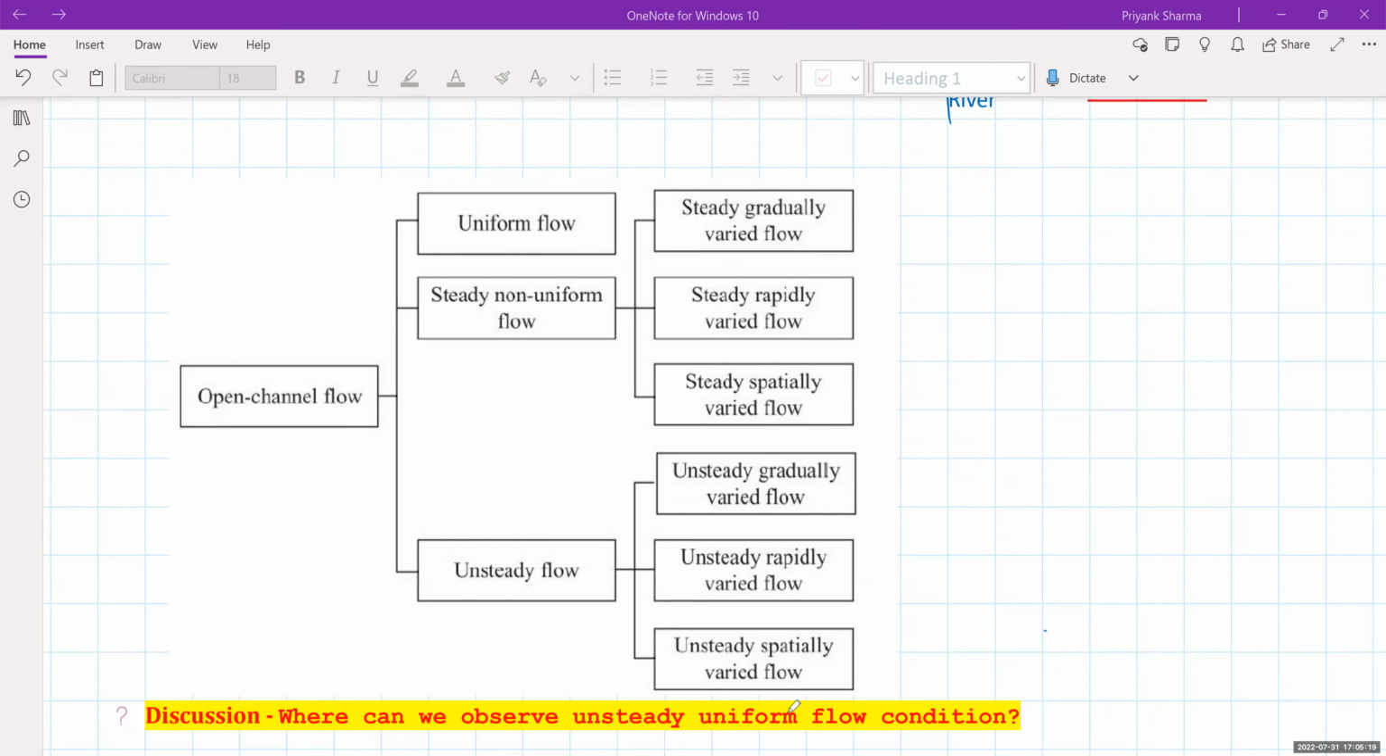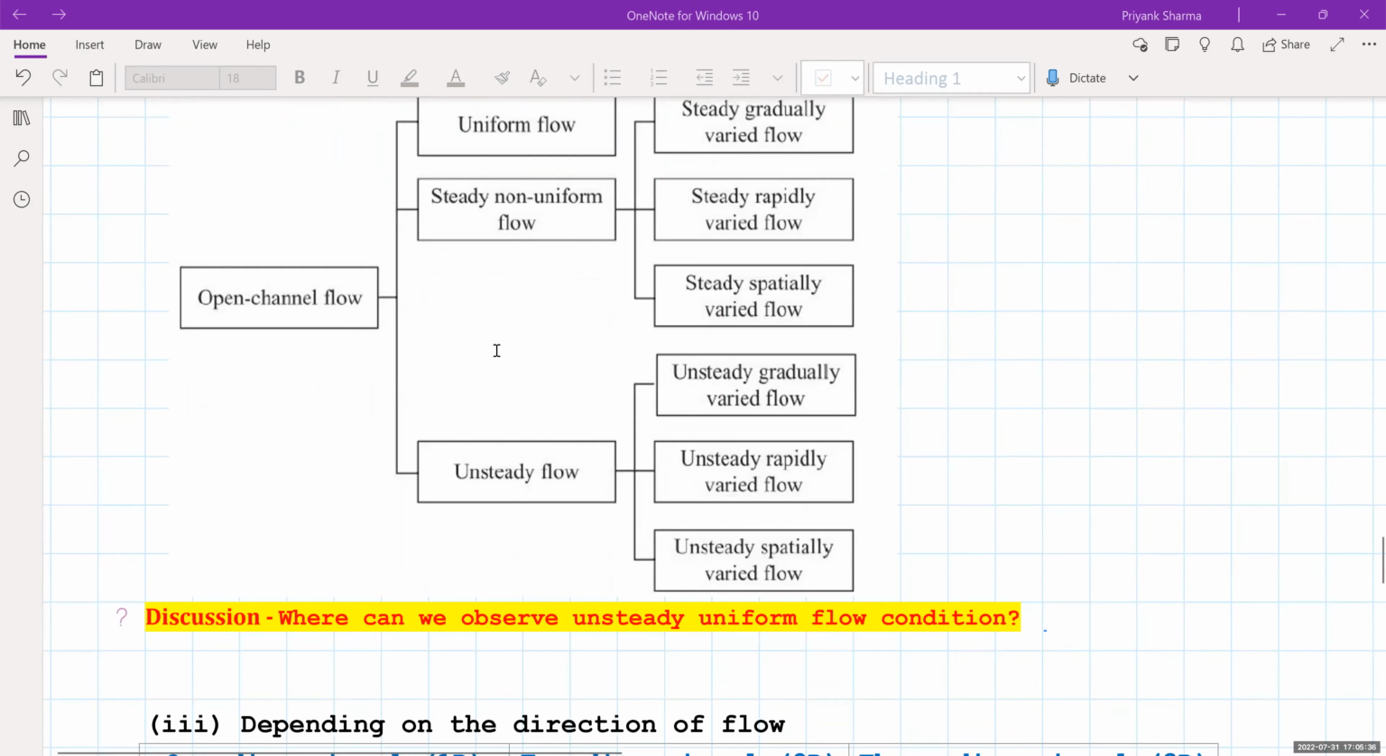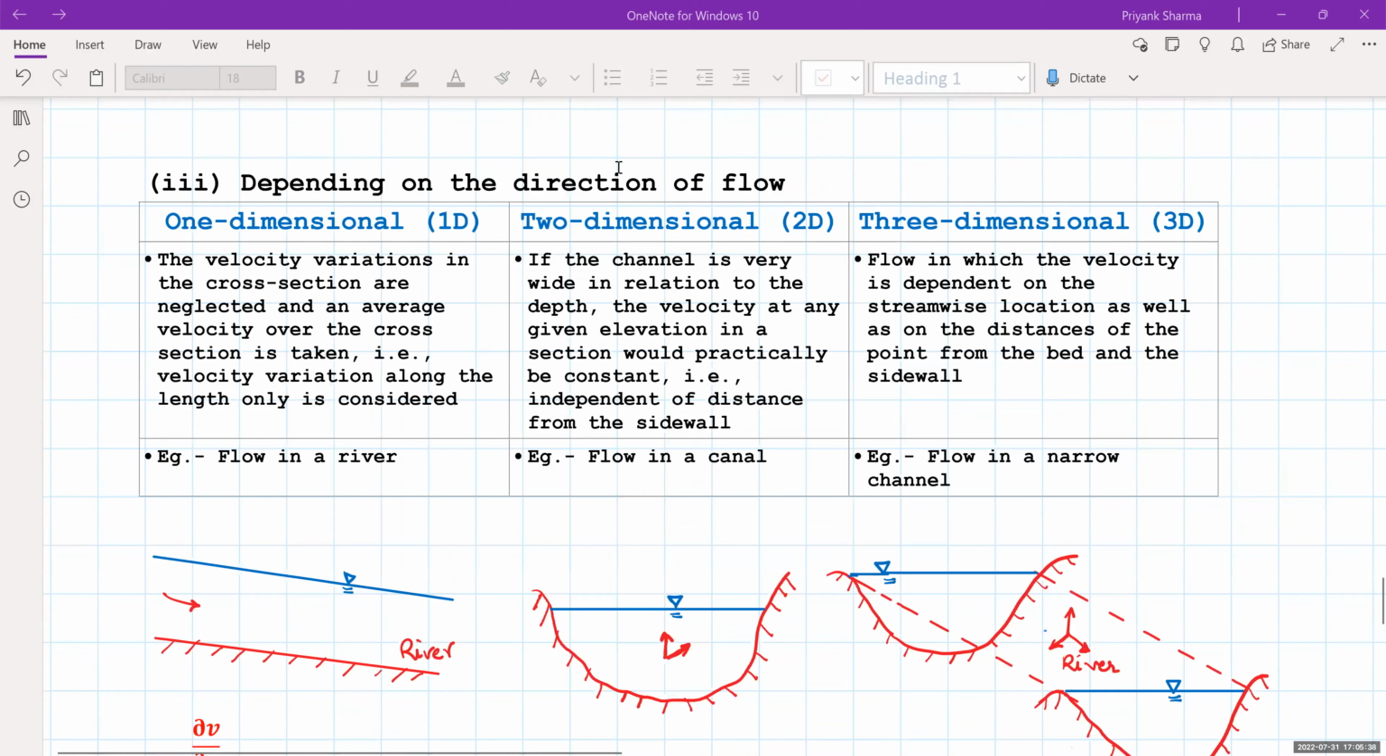Now, why we cannot, or is there a place where we can see this unsteady uniform flow, or what is the basis of it? So that we have to answer the question, that where we can observe this unsteady uniform flow. That is your challenge.